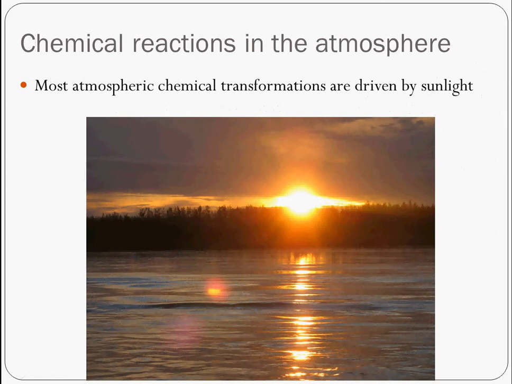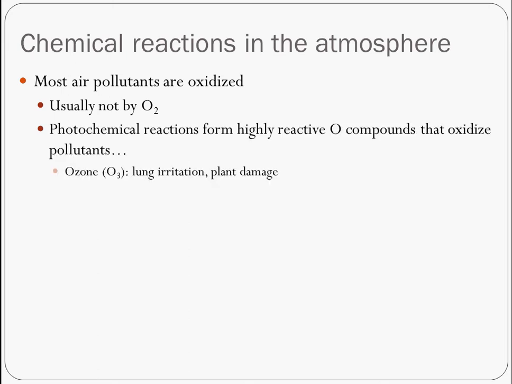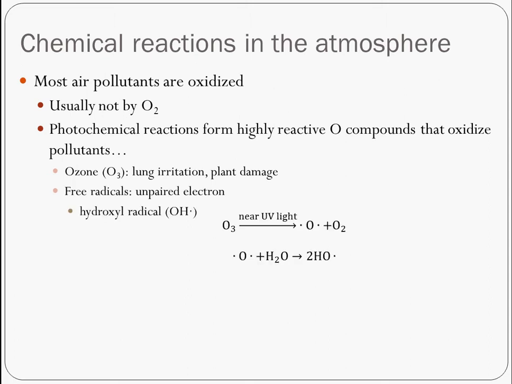In general, nearly all atmospheric chemical transformations are driven by sunlight, so the energy in sunlight interacting with the gases or particles in the atmosphere. And most air pollutants, most reactions happen because the air pollutants are oxidized, although not usually by oxygen. They're usually oxidized by highly reactive oxygen compounds like ozone. So ozone is a big driver of different chemical reactions, and free radicals.